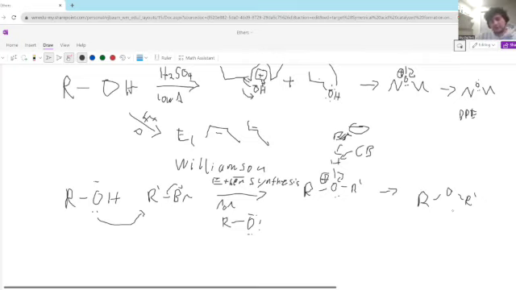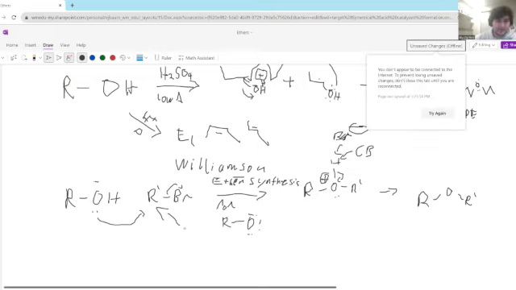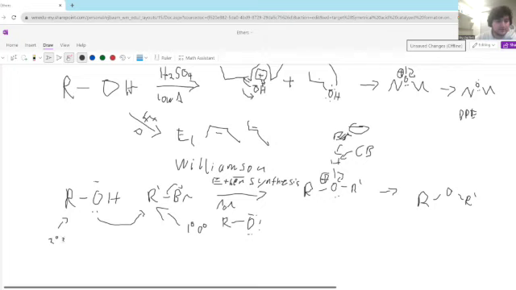Because this is an SN2 reaction occurring, you want the alkyl halide to be a primary or methyl substituent, and you really want the alcohol to be a secondary or tertiary alcohol, just so that it can attack and be an SN2 reaction as opposed to SN1. You want to avoid E2, E1, any of those other reactions when you're doing this. So make sure this is primary or methyl, and make sure this is secondary or tertiary.